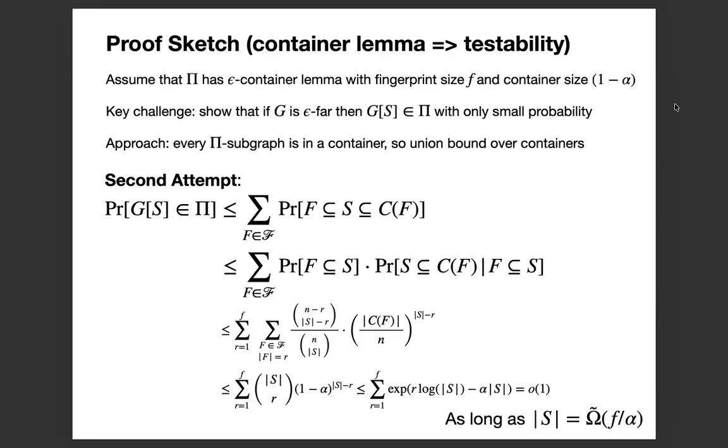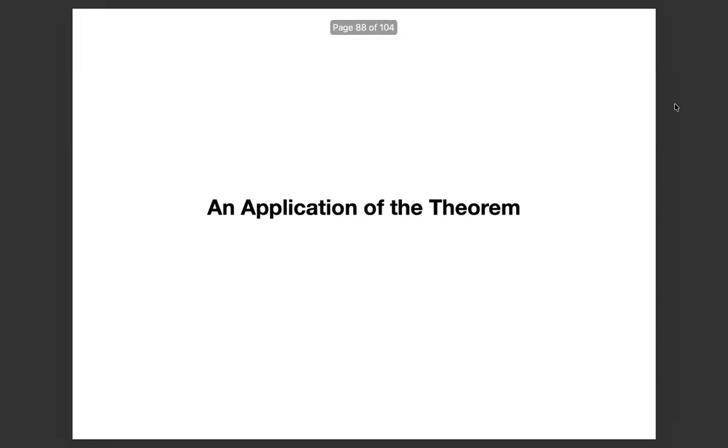Okay, so concluding on this part of the proof, what we've shown is that if you have a container lemma, then it means you're testable with this sample complexity that's just dependent on f, like some polynomial dependence on f and alpha. Okay, so that's the other direction.